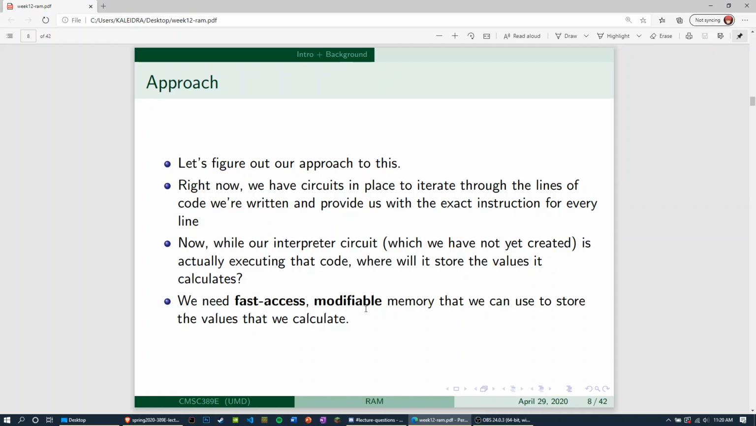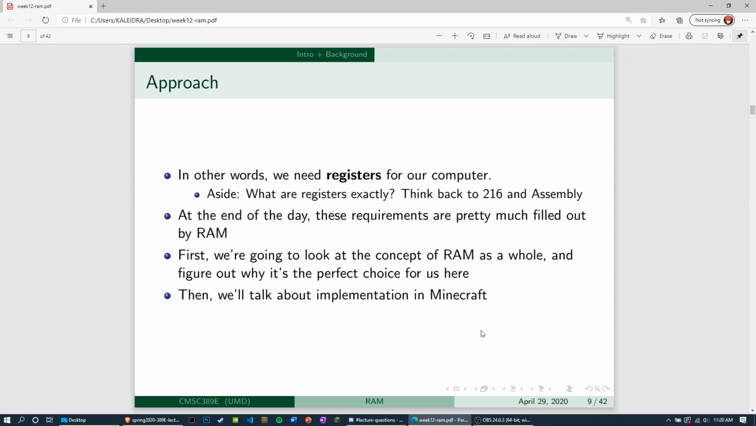So let's think of it in terms of the stuff we've built already, right? While our interpreter circuit, which we have not yet actually built, is executing that code, where will it store the values that it calculates? This is important for us, especially for those of you who've really gotten into the depth of Project 5, because we understand that while we're performing an algorithm or computing some meaningful value, we need to make sure we keep track of those values that we create. And most of the time, they are paramount to the completion of the algorithm itself. Now, really, we're just thinking of registers here, right? So if you need a refresher on where registers are, just think back to 216 in assembly, right?